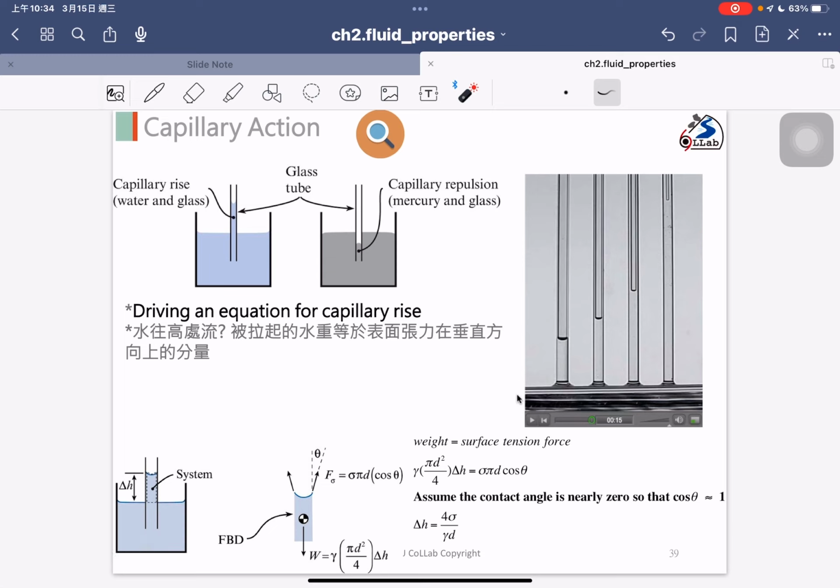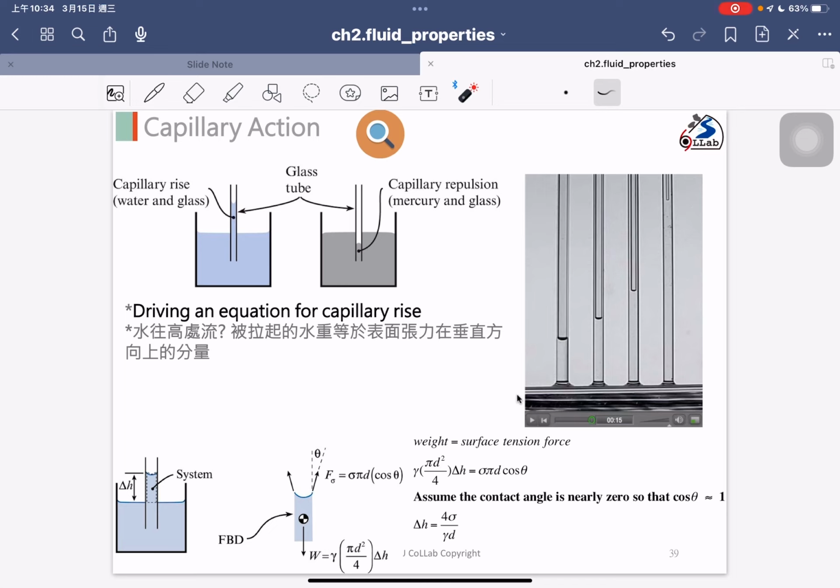Okay, so we just do a very quick exercise for capillary action. The slide shows two examples. If you put the capillary tube into the water, you can see the water level rising.